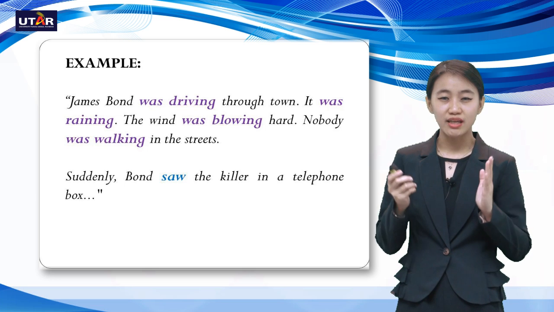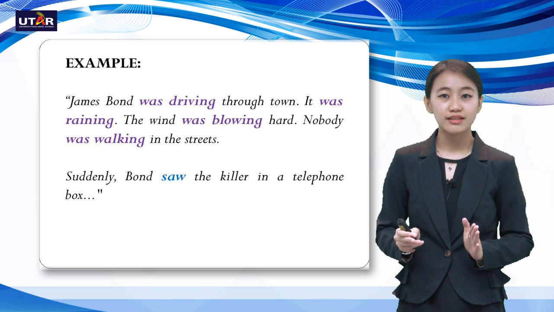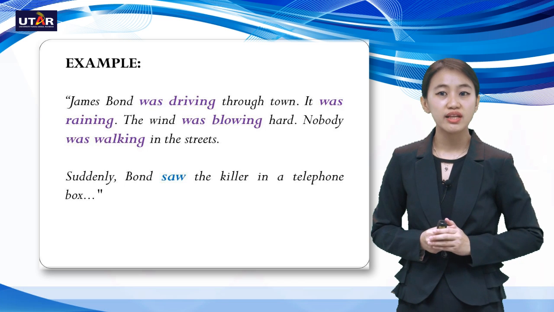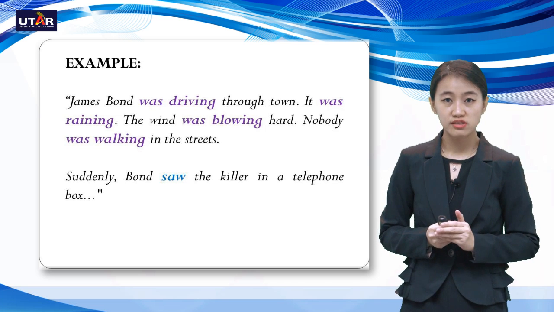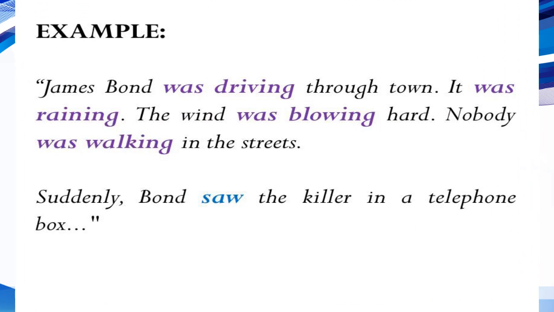So when you have that image, then suddenly Bond saw the killer in a telephone box. So here you are able to imagine the situation or the background of the story, and suddenly comes the killer. So this actually makes your story a bit more interesting. You are able to basically make your reader imagine what you have in your mind in a writing form.